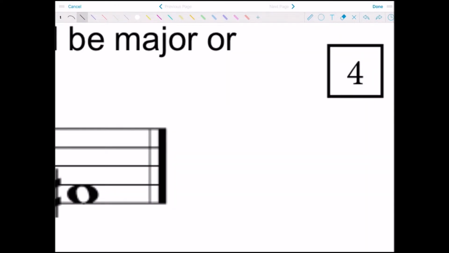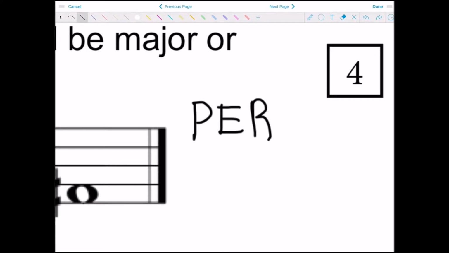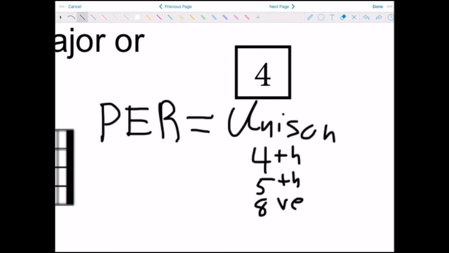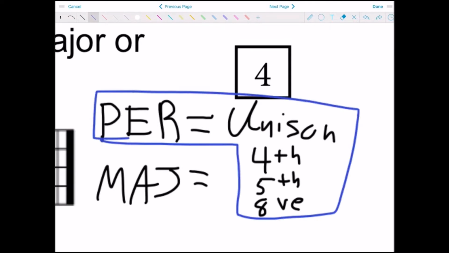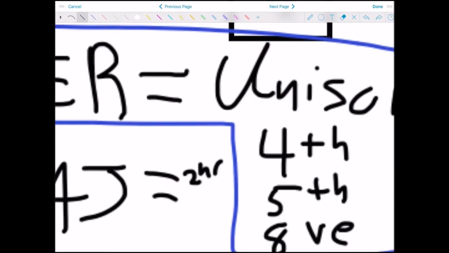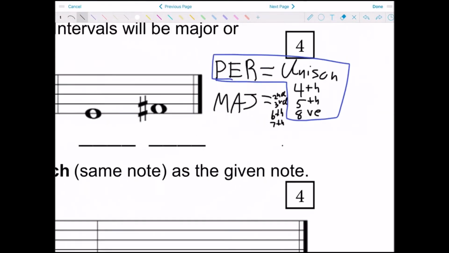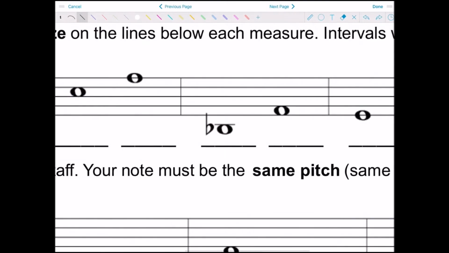Alright, so let's take this blank spot right here, and let's start with the perfect intervals. So PER for perfect. Perfect intervals are unison, fourths, fifths, and octaves. Those are the perfect intervals. Everything else is major. So major would be MAJ, which would equal, let me divide this up right here. These are the perfect intervals, and then the major intervals would be second, third, sixth, and seventh. Alright, so there are your majors, there are your perfects. Let's move on to the first example.